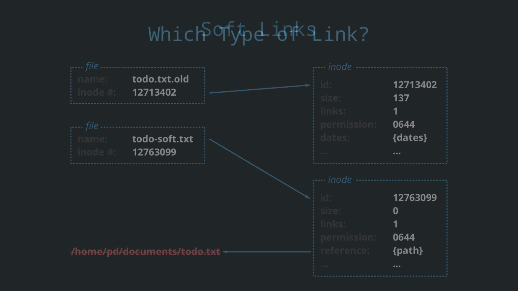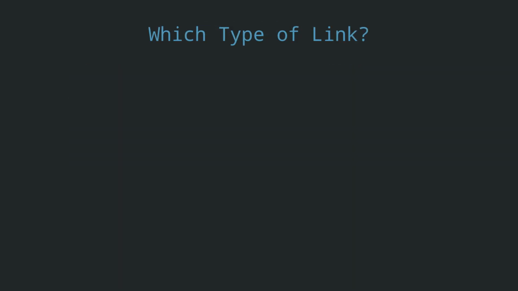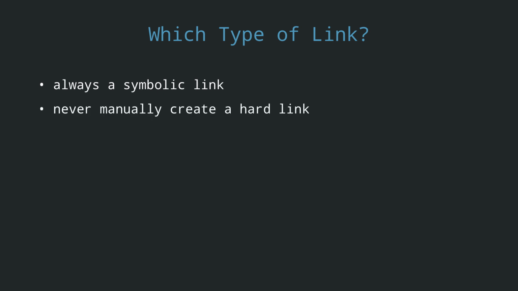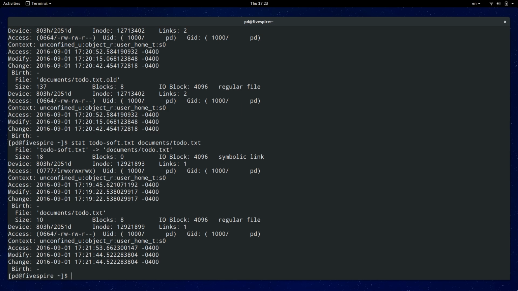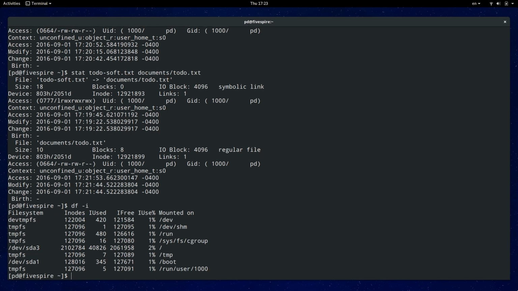Okay, then the question is now, which one should I use? Well, that's easy. Just remember always to use a symbolic link. Or I should say, you should never create a hard link manually. Hard links have one major drawback, and that is you cannot create a hard link between different devices. You can run the df command with the -i flag to see what I mean.